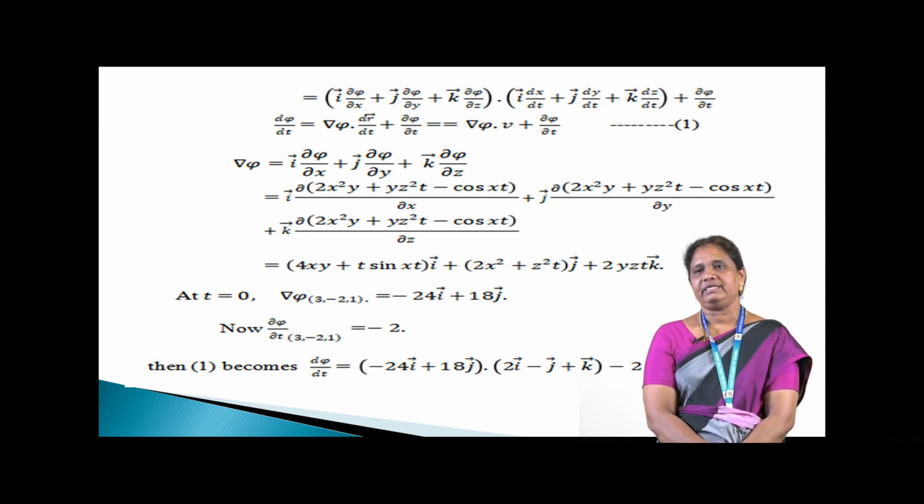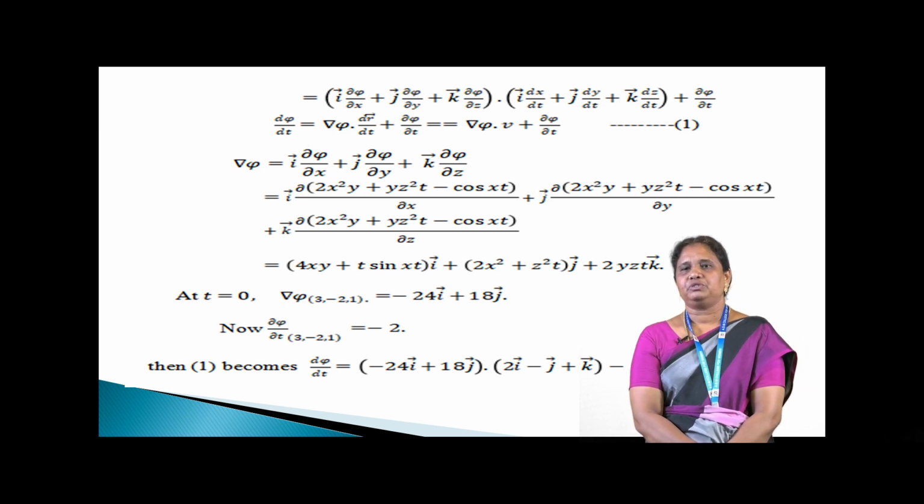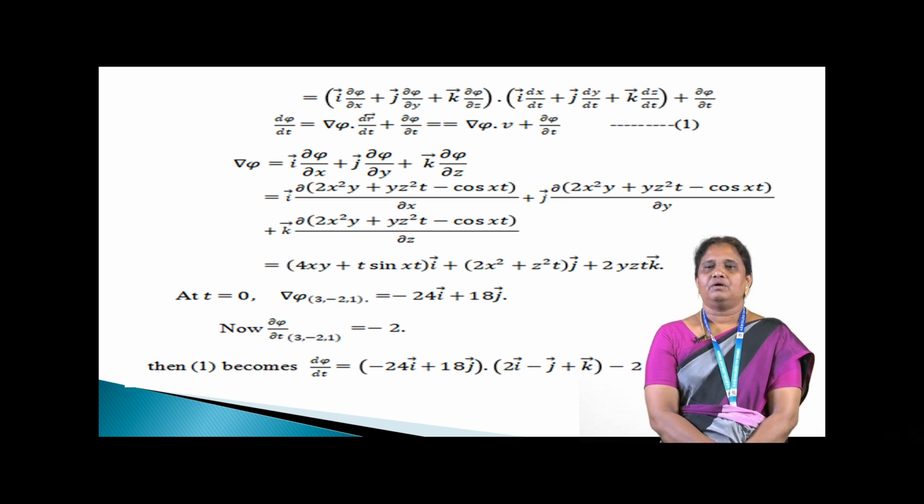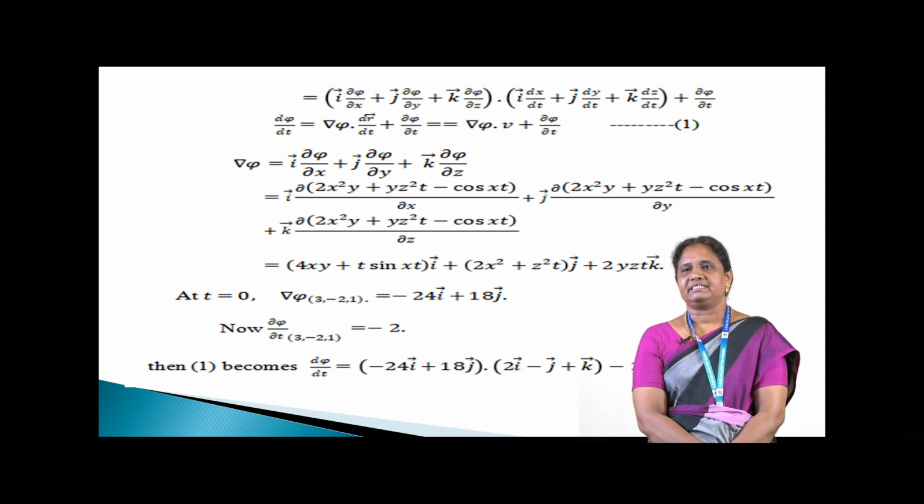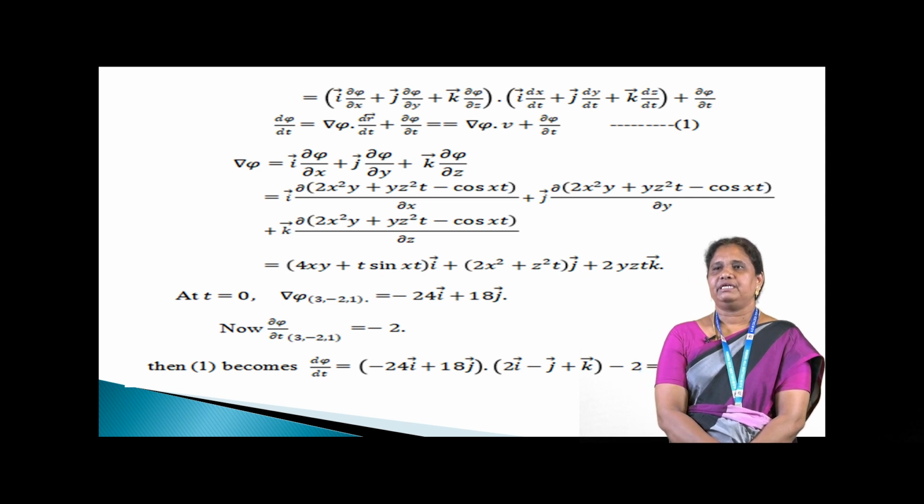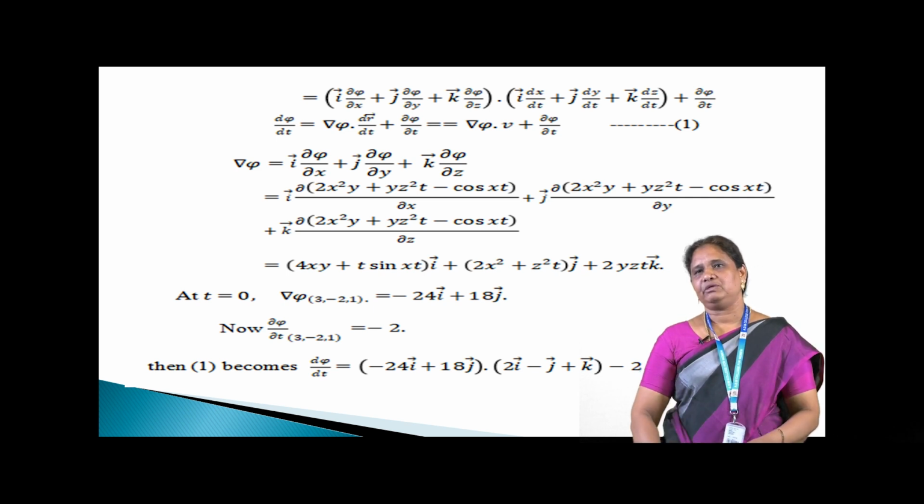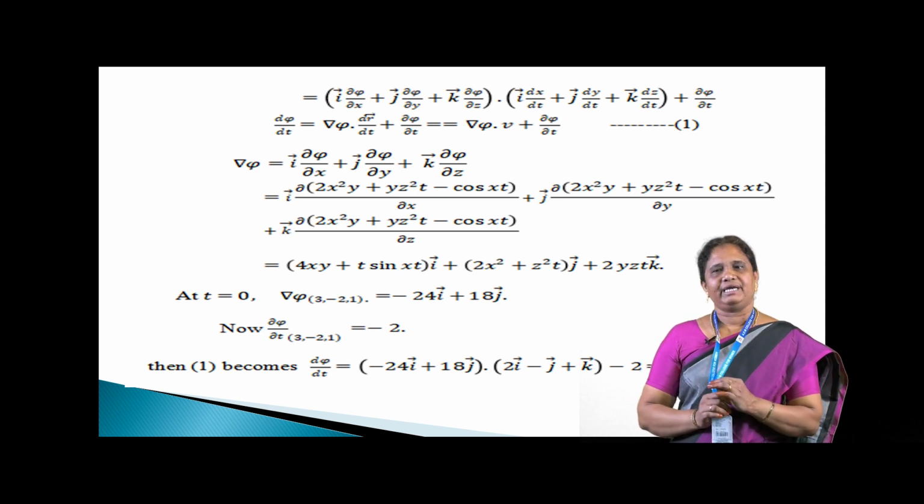They have given this point at time t equal to 0, the vector is at this point. Therefore, del phi is equal to, substituting 3 instead of x, minus 2 instead of y, and 1 instead of z, we get the answer minus 24 i vector plus 18 j vector. And also we have to find dou phi by dou t, then only we can find the answer for equation 1. What is dou phi by dou t?